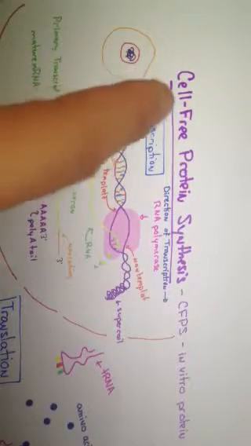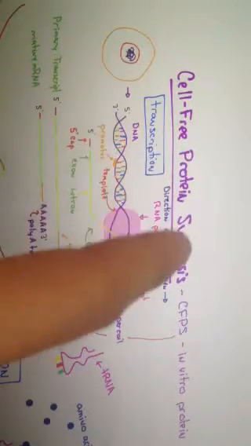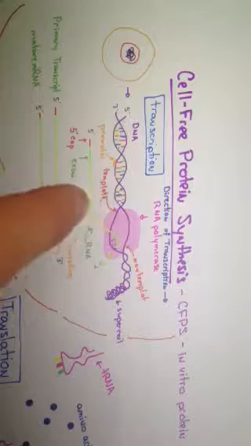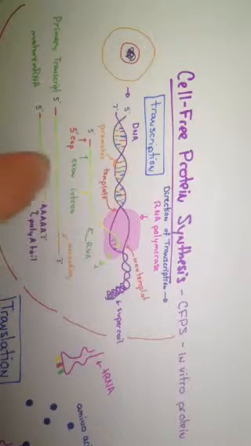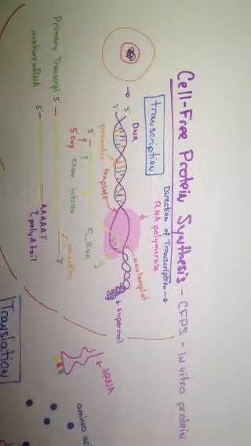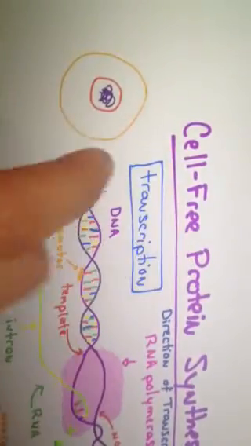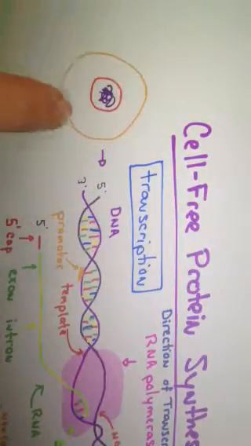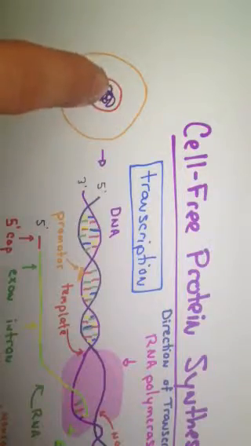So my second question was, what was cell-free protein synthesis? To understand this, you have to understand how a normal cell does protein synthesis. So you need to understand transcription and translation. In a normal cell, you've got your membrane, your nucleus, and all of your DNA.